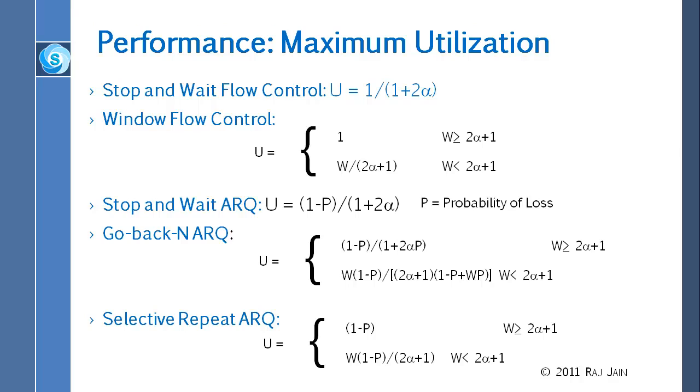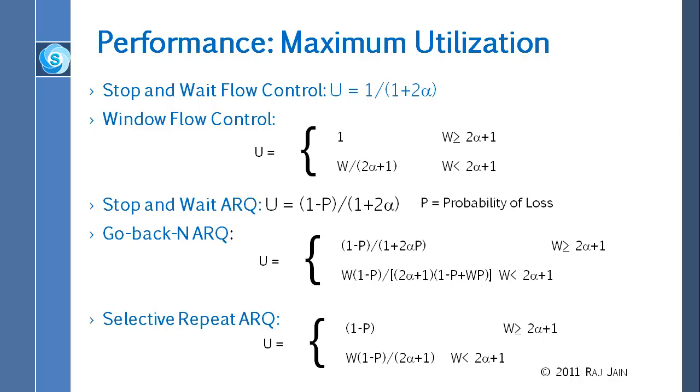For go back N ARQ, here is the formula, which is 1 minus P upon 1 plus 2 alpha P, or W upon this, where W is more than this, and select to repeat. So these formulas are extensions. We haven't derived them here, but these are extensions of these two formulas that we derived, if P is the probability of error. So we have 3 formulas: stop and wait, go back N, and select to repeat.